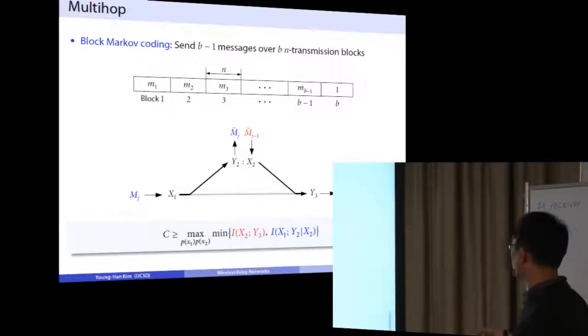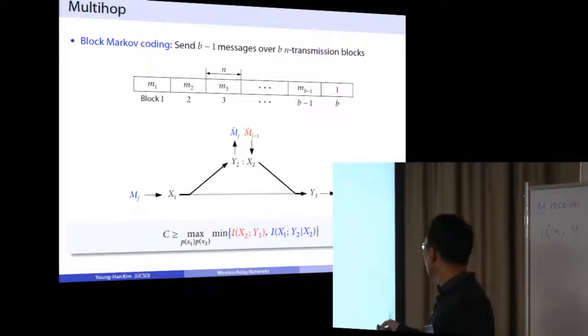And following a similar argument, the relay can recover the new message X1 is sending if the rate for MJ is less than I(X1; Y2 | X2). Okay, remember X1 is the signal we want to recover, Y2 is my received output, and X2 is what I already know. So I can achieve this much at the relay.